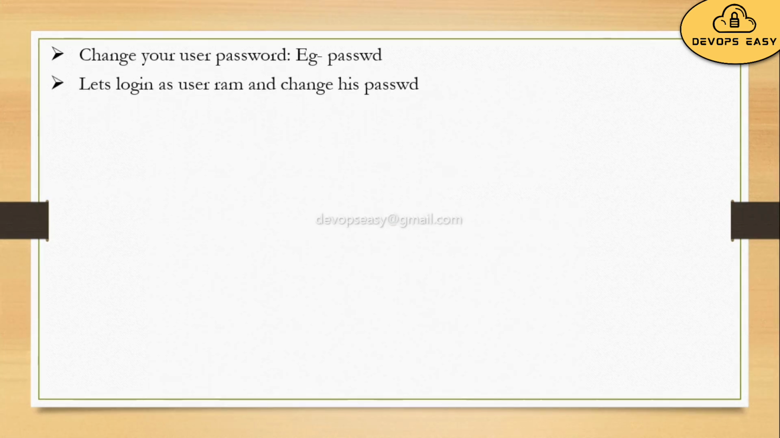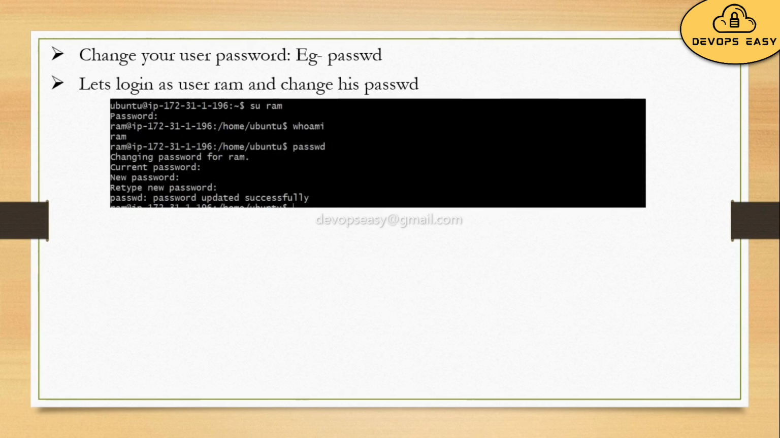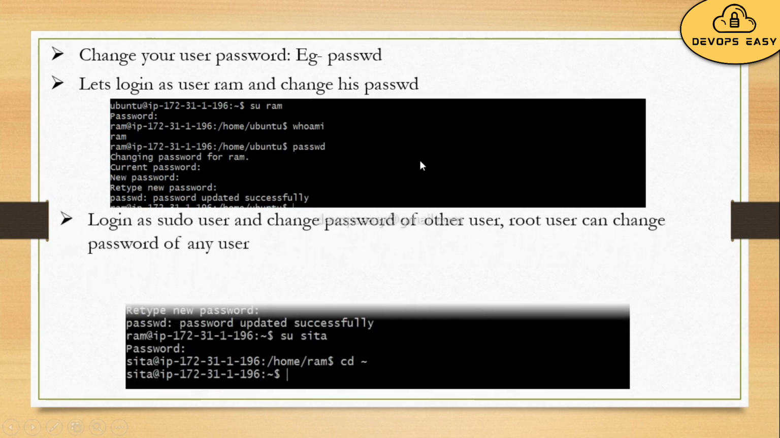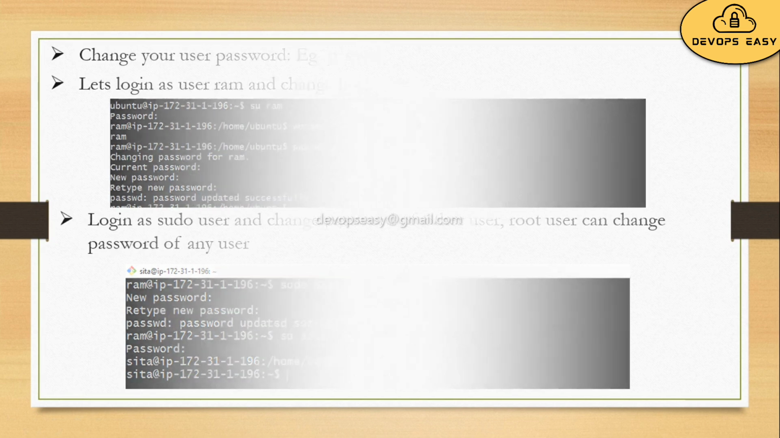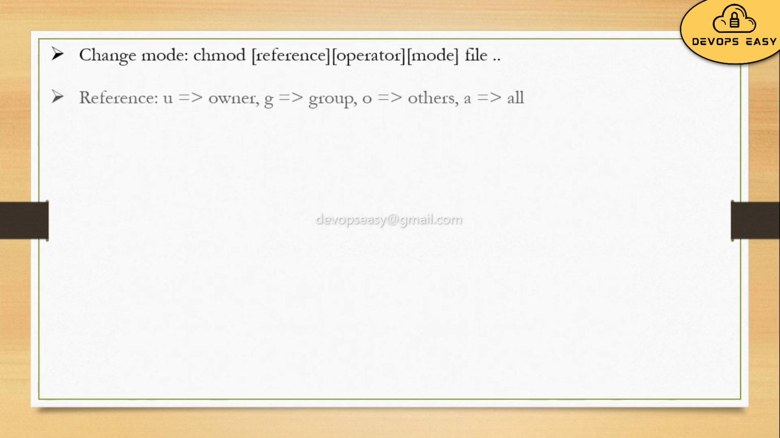If you want to change the user password, you just need to log into that user and execute passwd, or you can change the password from the root user as well, right? Just enter sudo passwd username, then automatically it will ask for a new password. You can change the password.